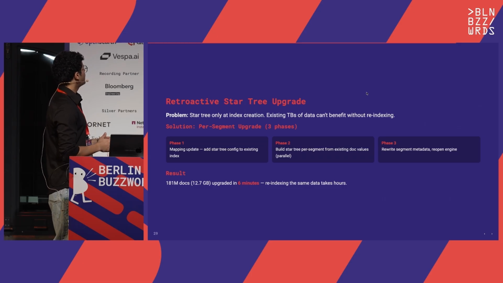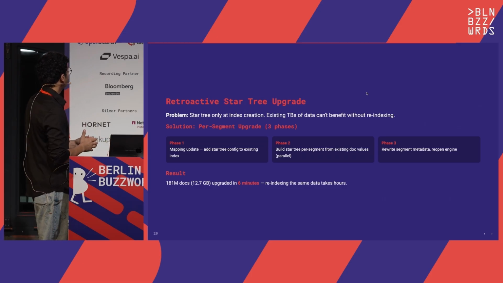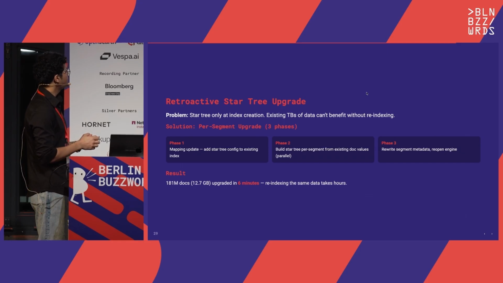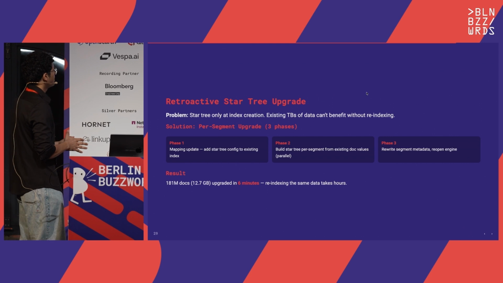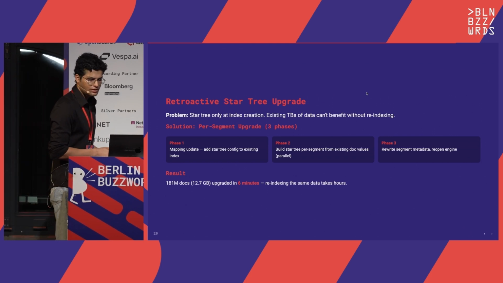The result is that, for let's say 181 million documents with an index size of 12.7 GB, it got upgraded in 6 minutes. Reindexing the same would have taken hours.